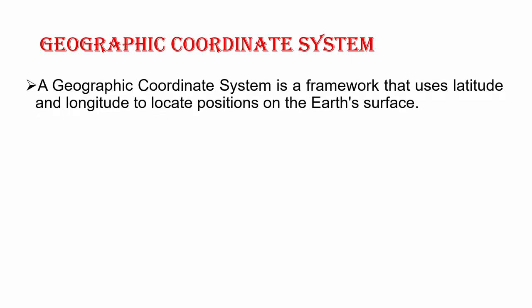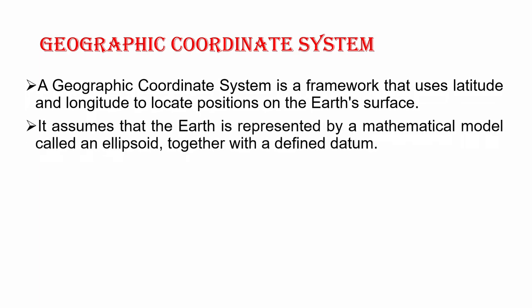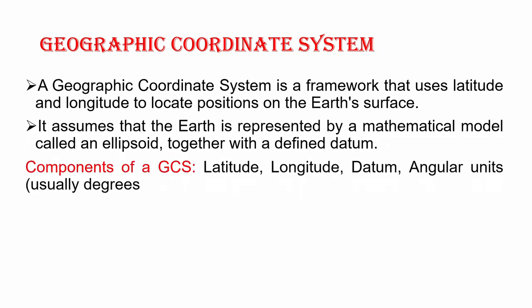Geographic Coordinate System. A geographic coordinate system is a framework that uses latitude and longitude to locate positions on the Earth's surface. Geographic coordinate system assumes that the Earth is represented by a mathematical model. Keep in mind, the model is known as ellipsoid. Components of geographic coordinate system are latitude, longitude, datum, angular unit. We measure angular unit in degrees.